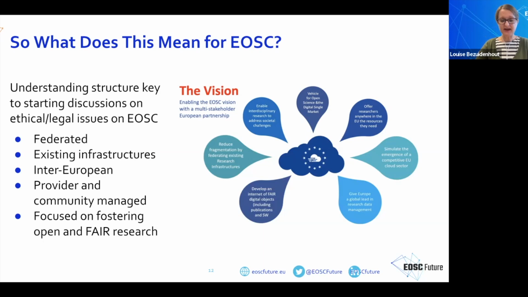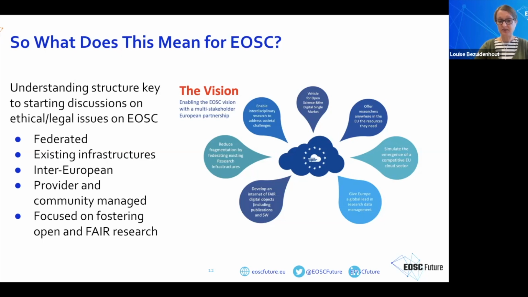And what I'd like to highlight in this talk is that understanding how these issues are playing out in EOSC really starts with an understanding of the key structural aspects of EOSC. So in the session on Monday, which I hope many of you would have had the opportunity to attend, Ellie Dake from DANS was talking about the structure of EOSC, and she mentioned that it is a federated infrastructure. It links existing infrastructures, so it's not an entirely new infrastructure, but more a coordination between the existing infrastructures.